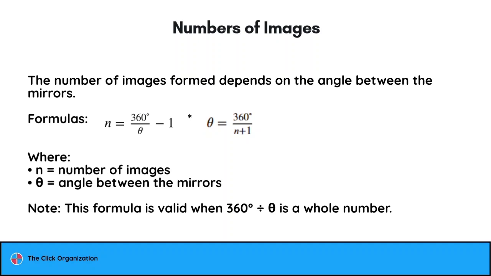For example, if you have been given the number of images, the n, and not theta, the angle between the two mirrors, you can use the second formula, which is theta equals 360 degrees over n plus 1. And there's a little note in here that this formula is valid when 360 divided by theta gives a whole number.